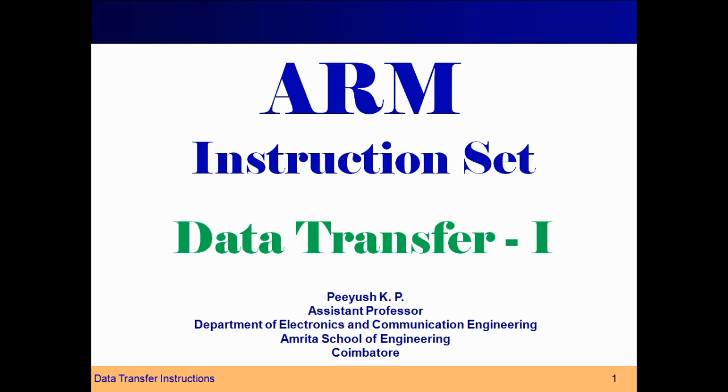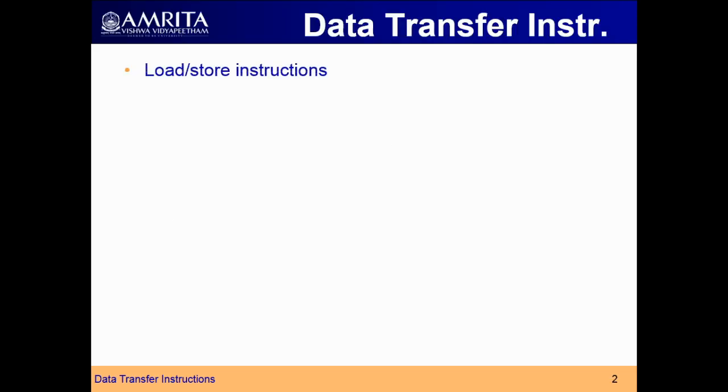In this lecture, we are going to deal with the first part of data transfer instructions in ARM. So first of all, what is the main purpose of data transfer instructions? It is used for load and store operations. Loading means you are going to load the content of a memory location to a register. So if you are moving data from a memory location to a register, it is known as a load operation.